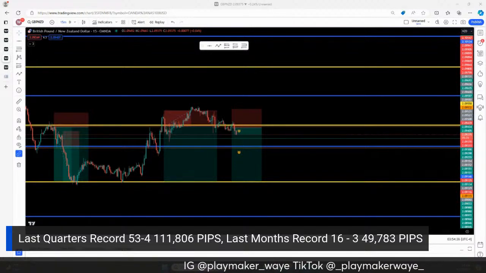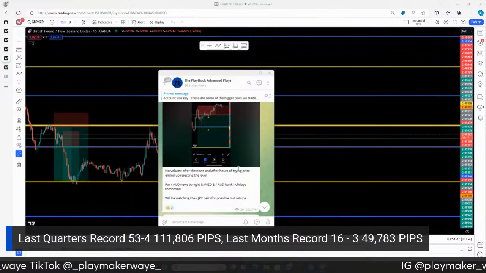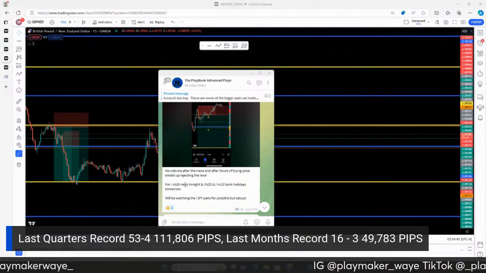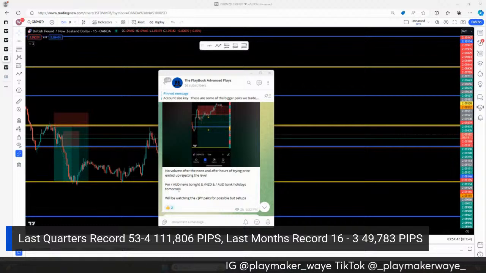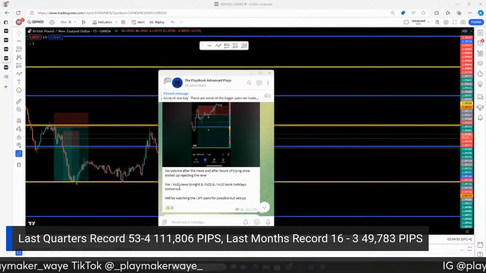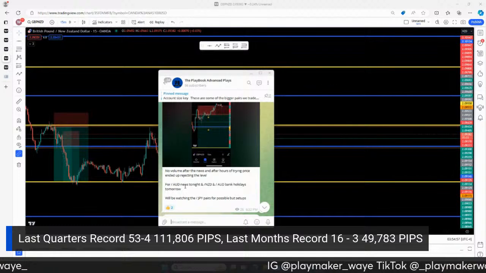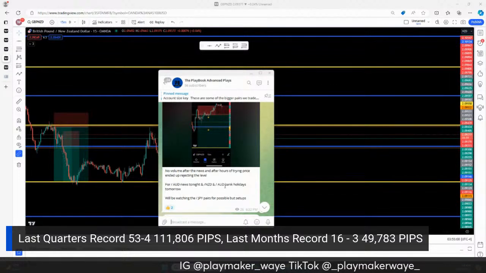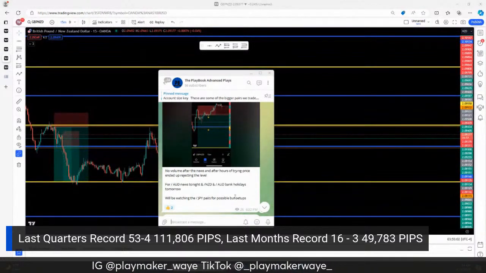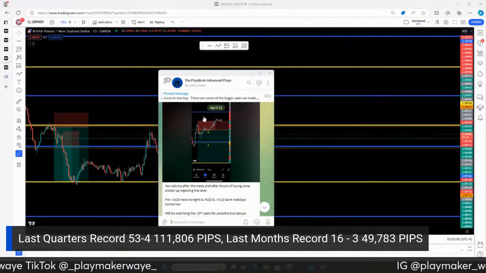Because yesterday, again, we took this sell. I'm not going to show the signal. We took this sell, and I explained to them there's no volume after news and after hours of trying price in the rejected level for AUD news tonight. That's a typo. I don't know how my iPhone got the word "got" and changed it to "for", but I was supposed to say got AUD news. And New Zealand AUD holidays tomorrow. We're watching the JPY pairs for possible setups. So that's what price was looking like when markets closed for the day.